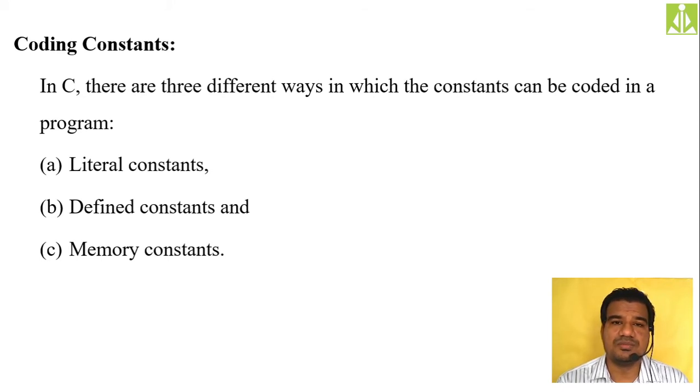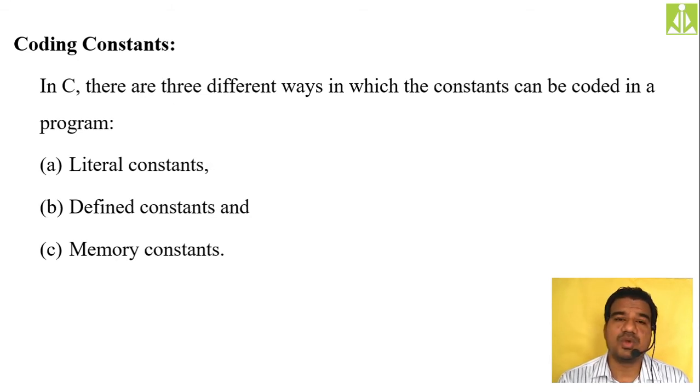In order to use constants in our C program, there are three different ways. Coding the constants is nothing but using those constants in our C program. So in C, there are three different ways in which the constants can be coded. The first one is literal constants, the second one defined constants, and the last one memory constants. It is an important question. They will give this question in your LAQs. It is not a SAQ, short answer question, it is an LAQ part.